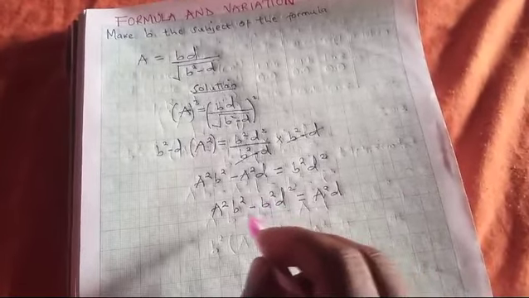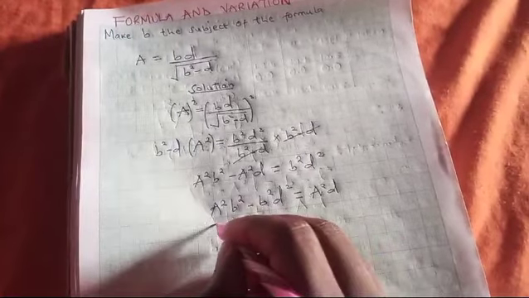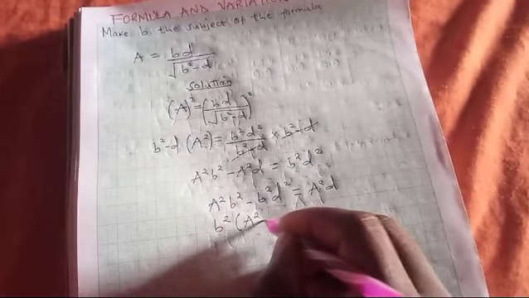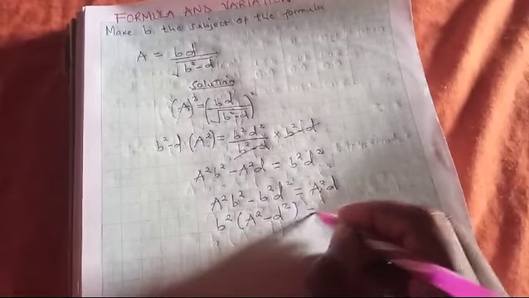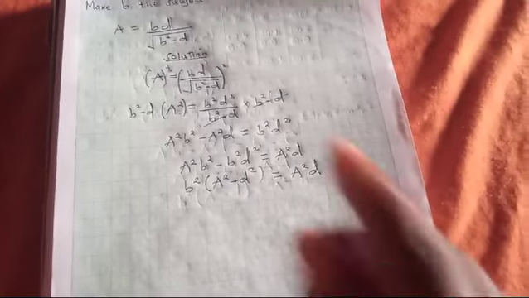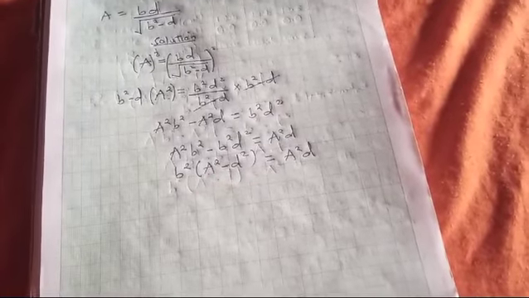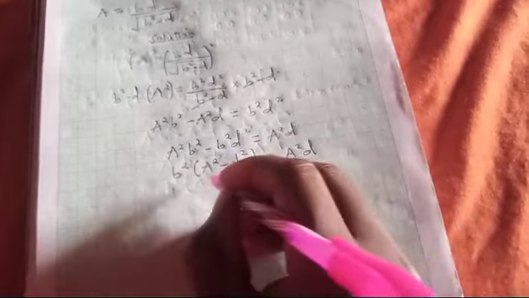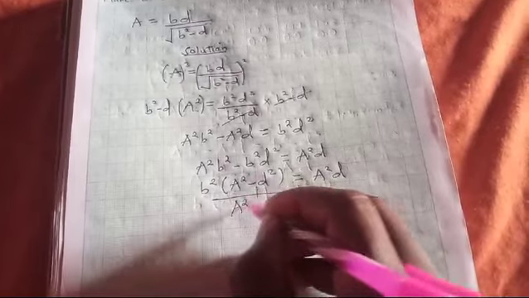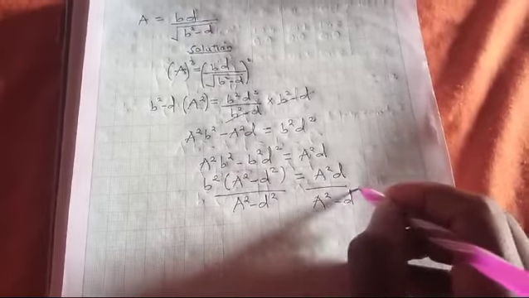We have common elements here. The common element is b squared. So we are going to factor it out. B squared, we open the bracket, a squared minus d squared. This one is equals to a squared, then we have d. The next thing, we want to remain with b squared on the left hand side. What are we going to do? We divide everything with a squared minus d squared, a squared minus d squared.